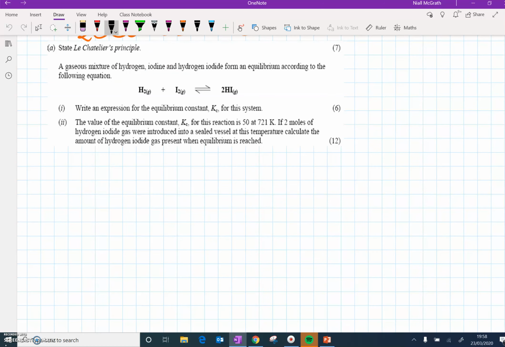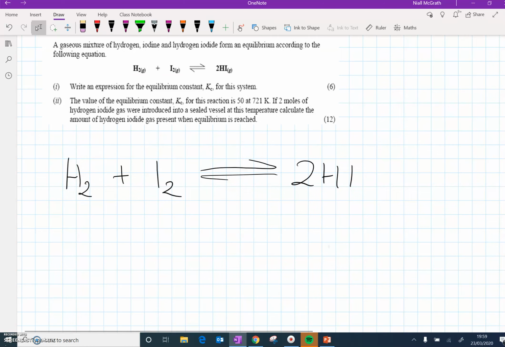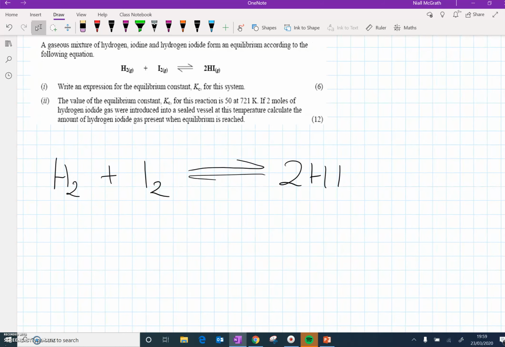Okay, so if we rewrite our equation, we have H2 plus I2 and you have 2HI. The value of the equilibrium constant Kc for this reaction is 50 at 721 Kelvin. If 2 moles of hydrogen iodide gas were introduced into a sealed vessel at this temperature, calculate the amount of hydrogen iodide gas present when equilibrium is reached.